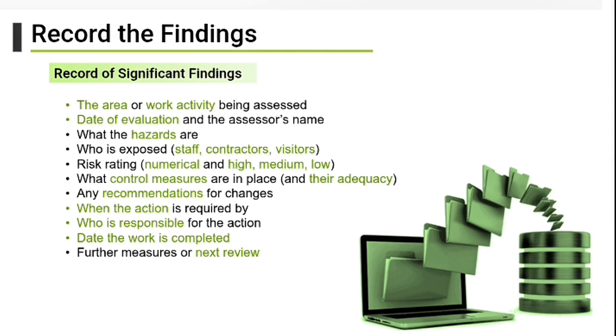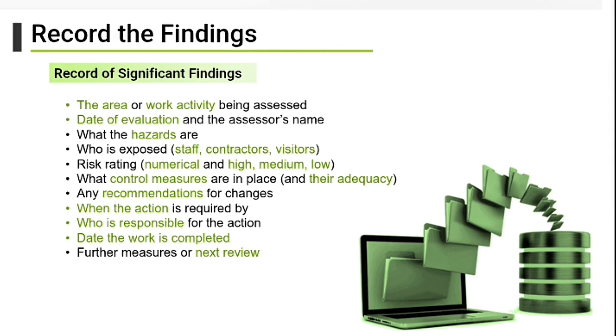Hazard identification. Clearly identify and document the hazards that were identified during the assessment. Exposure. Specify who is potentially exposed to these hazards, including staff, contractors, and visitors. Risk rating. Assign a numerical risk rating and categorize it as high, medium, or low to indicate the severity of the identified risks.